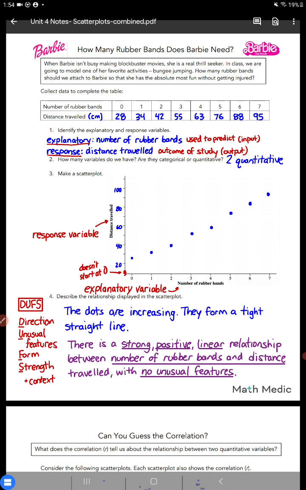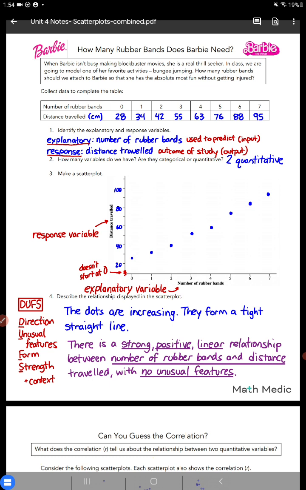So it's important that we understand which variable is explanatory and which one is response. In this case, our number of rubber bands is our explanatory variable because that's what is used to predict our outcome. And our outcome, or our response variable, is how far she actually travels. So what we're actually saying here is the distance she travels is going to depend on the number of rubber bands. Or another way that I could say that is the number of rubber bands we attach to Barbie will explain how far her bungee jump goes.